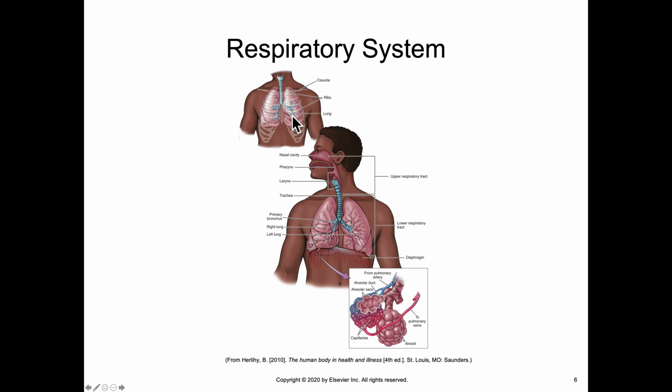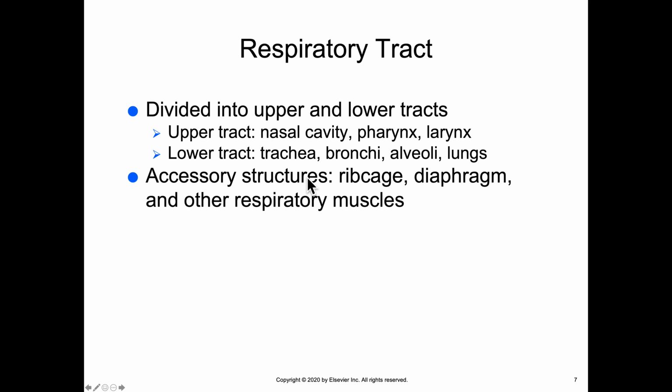Here's a kind of overview picture of the respiratory system. It is divided into both upper and lower respiratory tracts. The upper respiratory tract being from your nasal cavity down to about the trachea, and then below that, from your bronchi to your alveoli, are your lower respiratory tracts. Again, upper is nasal to larynx, lower is trachea to the lungs.